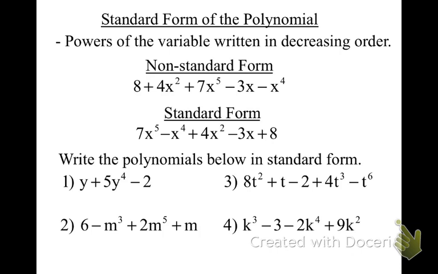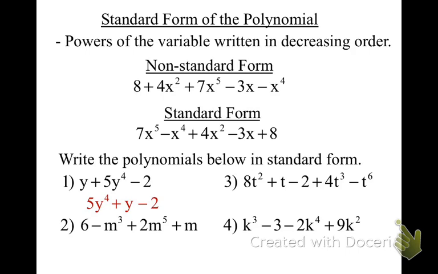All right, take a minute, pause the recording, and try putting the next few in standard form. That means from the exponent's greatest number to the least number. Now check your work. We'd go 5y to the 4th, plus y minus 2.